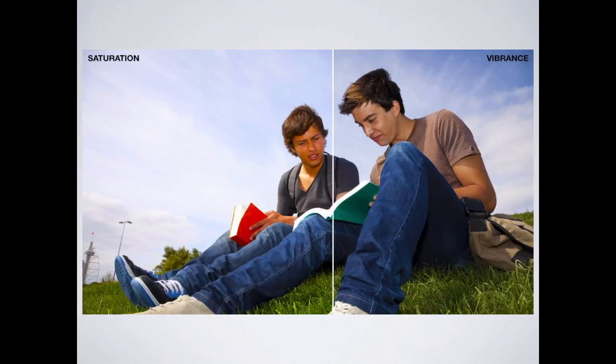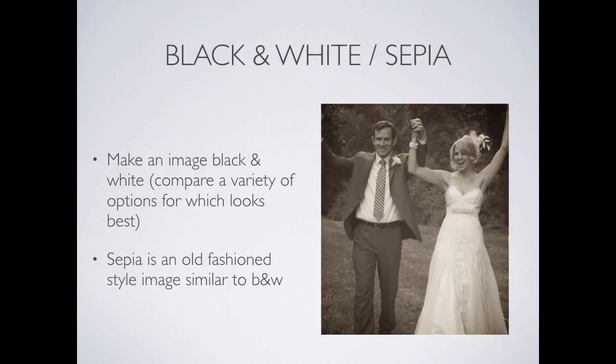Right? So here's an example here of saturation versus vibrance. Right? Saturation pushes out the bolder colors. So we see here in the book, the red book really stands out. It's a high saturation color. Vibrance, on the other hand, adjusts the lower saturation colors up without pushing the higher saturation colors too high. Right? So it ends up being a slightly better result. But you can see them side by side here in terms of what they do. And we'll again talk about it.